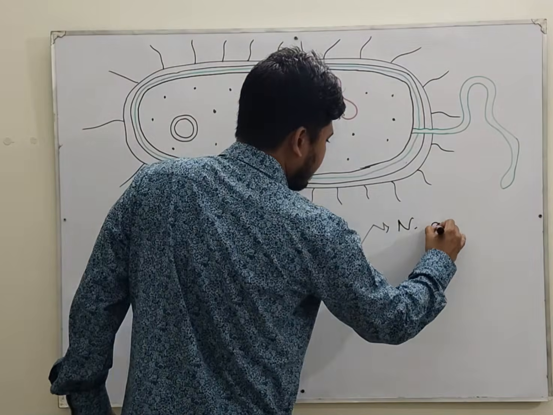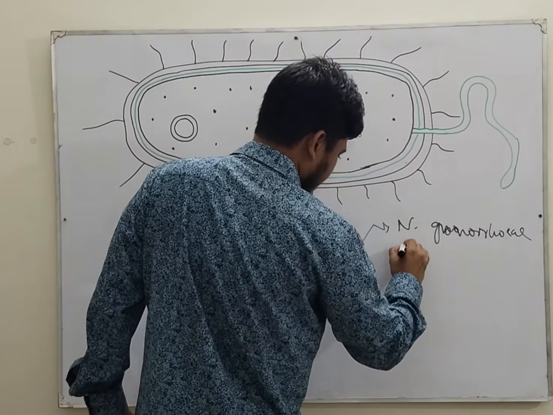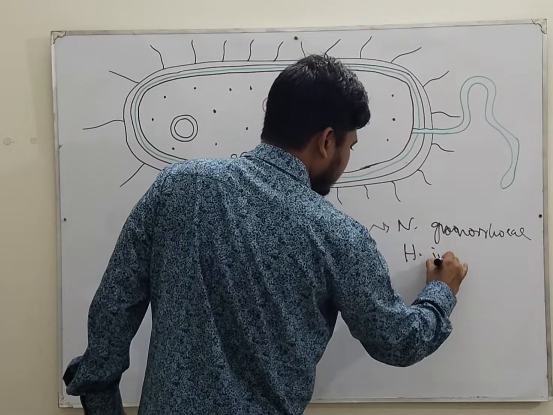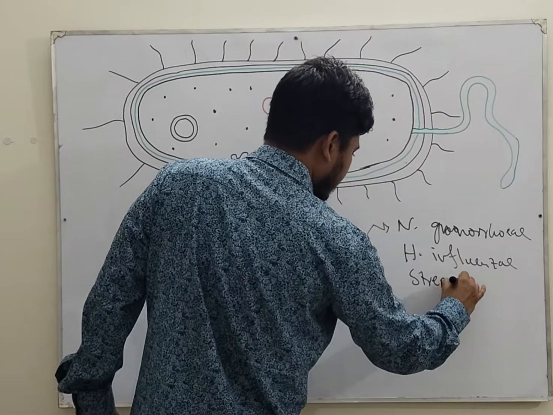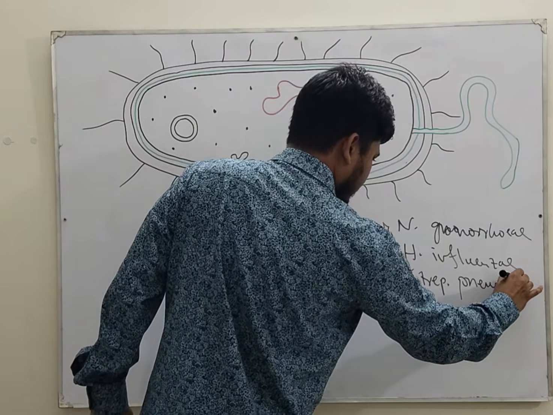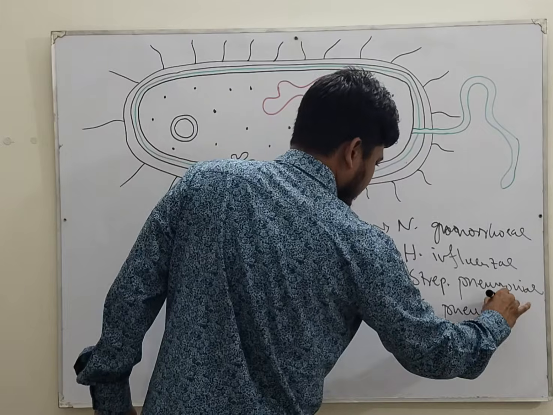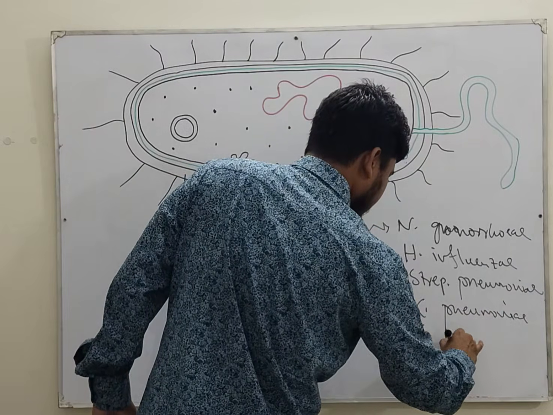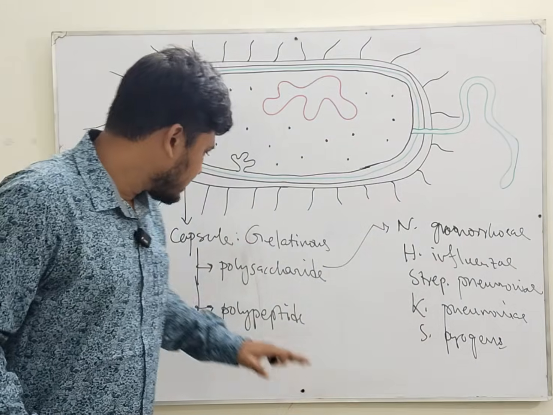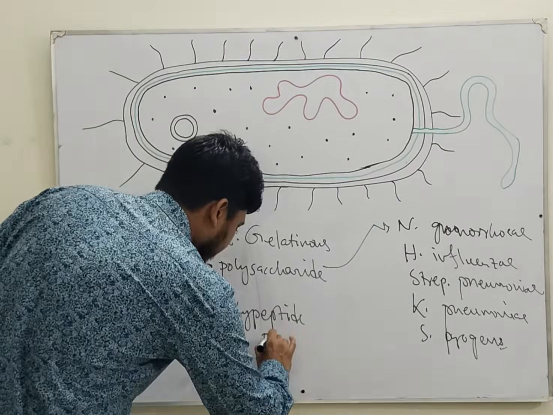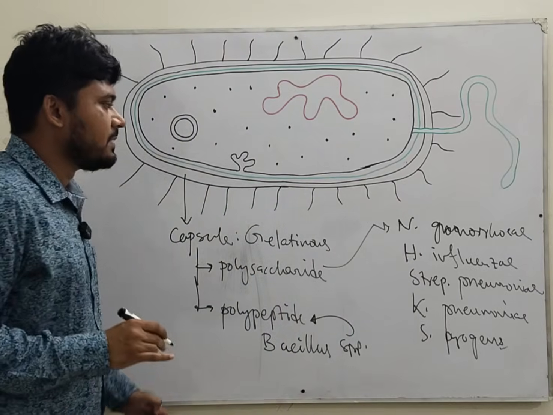Like Neisseria gonorrhoeae, Haemophilus influenzae, Streptococcus pneumoniae, Klebsiella pneumoniae, Streptococcus pyogenes, etc. These bacteria have polysaccharide capsule, and in case of Bacillus species, we find a polypeptide capsule.